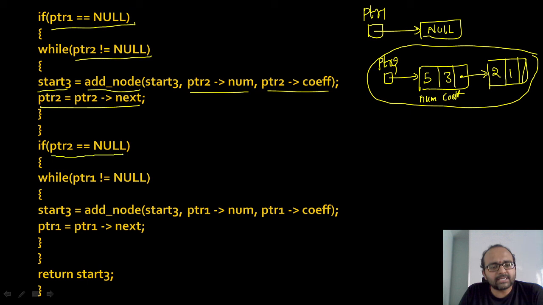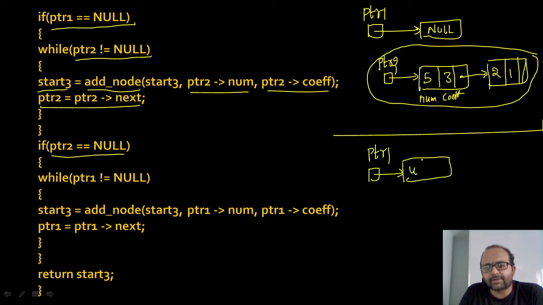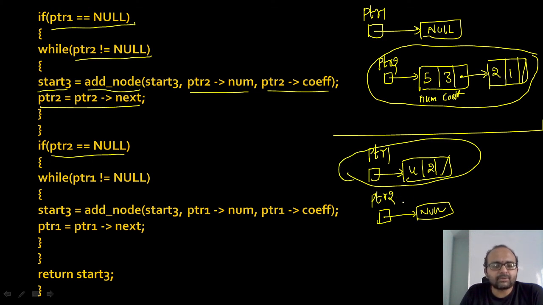So the other way is ptr2 can be pointing to null. So I'll show you here. ptr1 is already pointing to some content, for example, like this. But ptr2 is currently pointing to null. Okay, so in this case we have to consider ptr1 because it has some data. ptr2 doesn't have any data, so we just need to add this particular node according to add node function. Okay, like this. And finally, once you create a start3 pointer which is pointing to the newly added polynomial, so immediately return this start3 pointer.